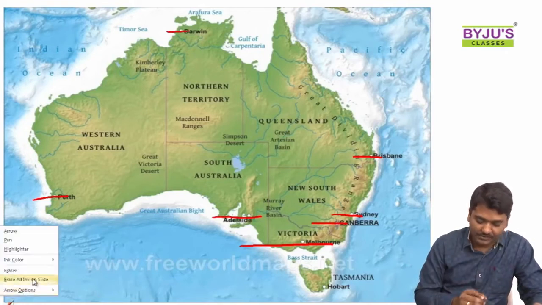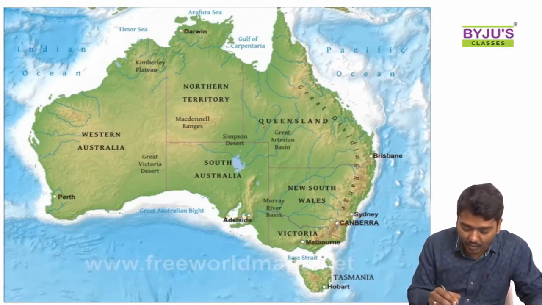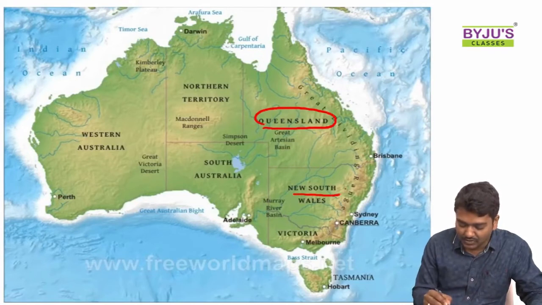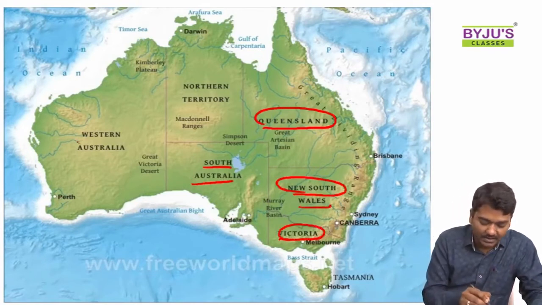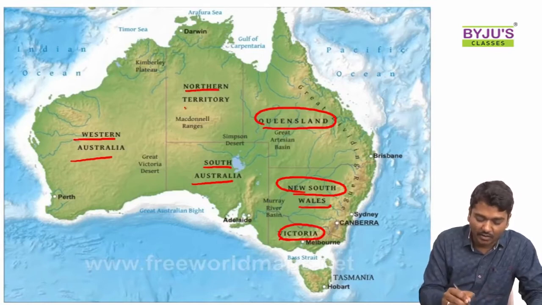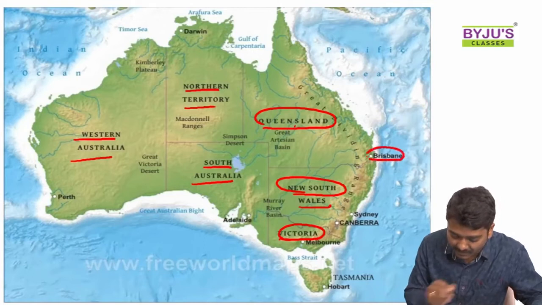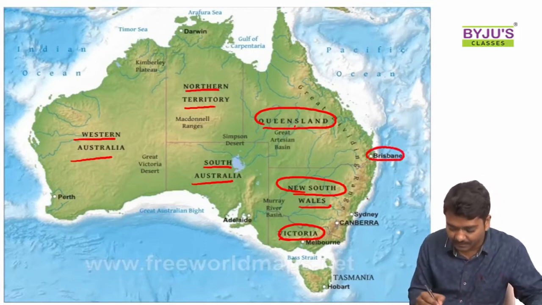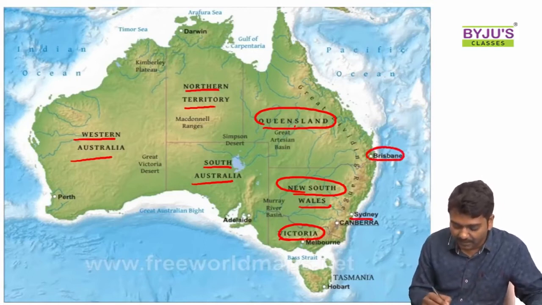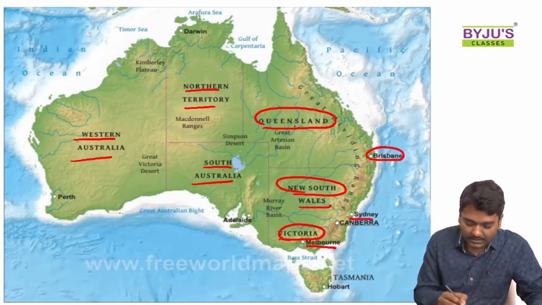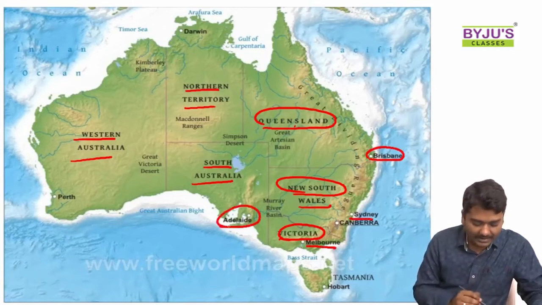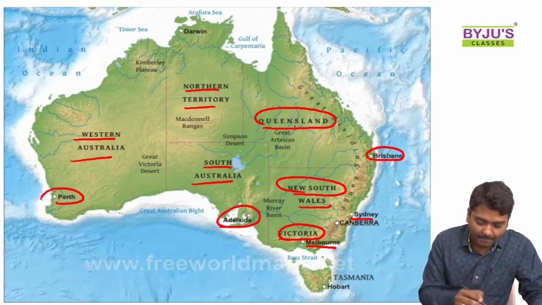And if you see Australia, Australia is divided into Queensland, New South Wales, Victoria, South Australia, Western Australia, Northern Territory. So Queensland, capital is Brisbane. New South Wales, you have Sydney. Victoria, Melbourne. South Australia, Adelaide. Western Australia, Perth.